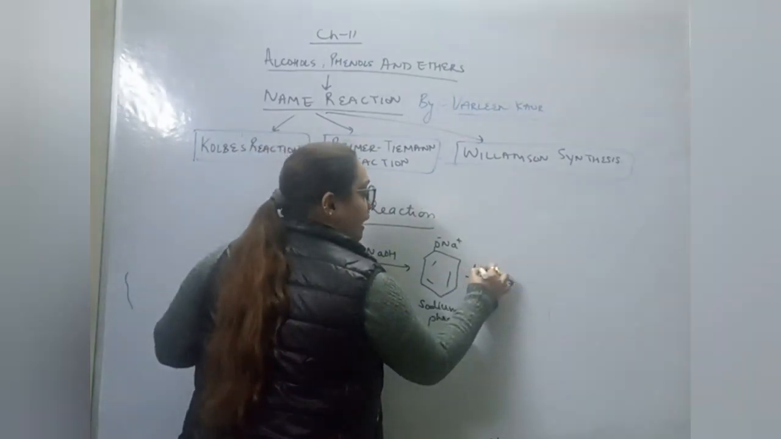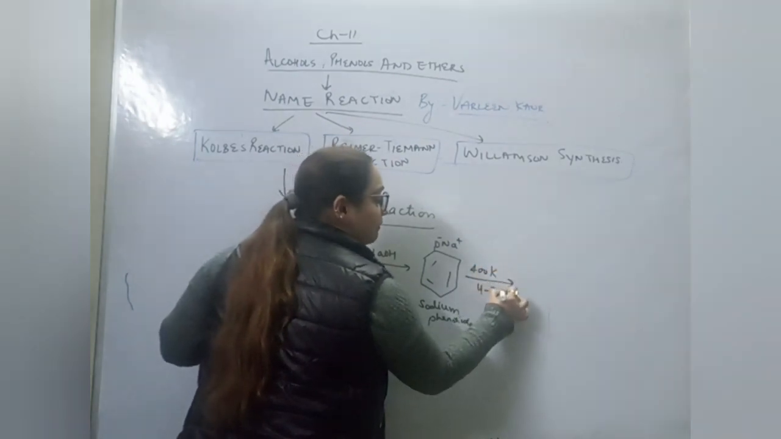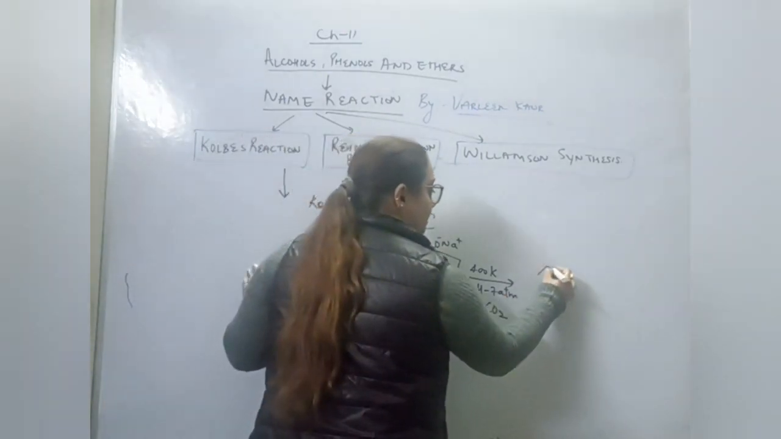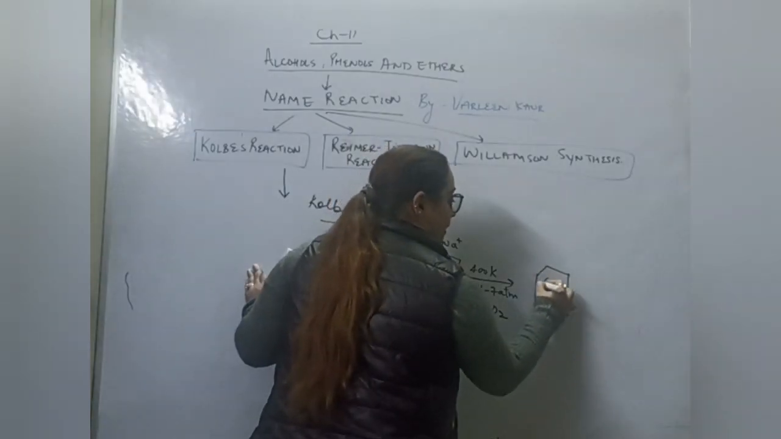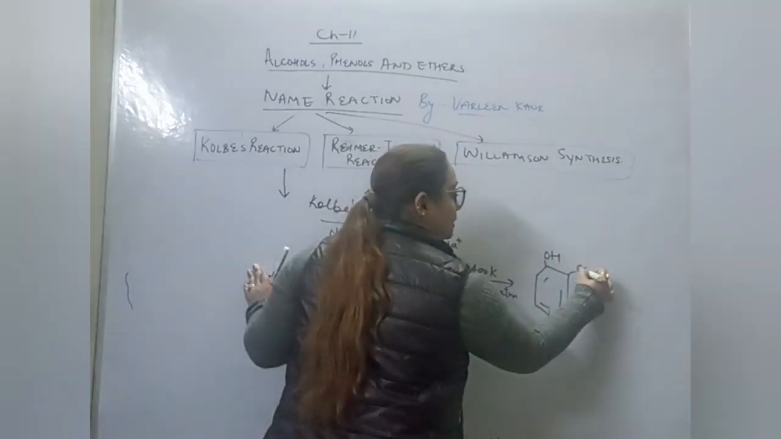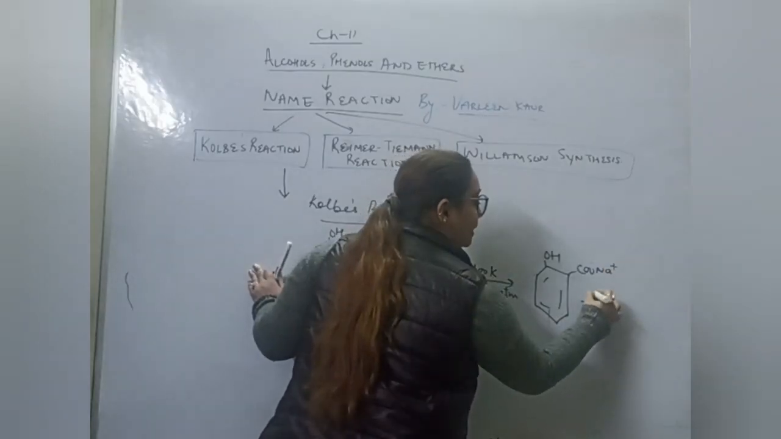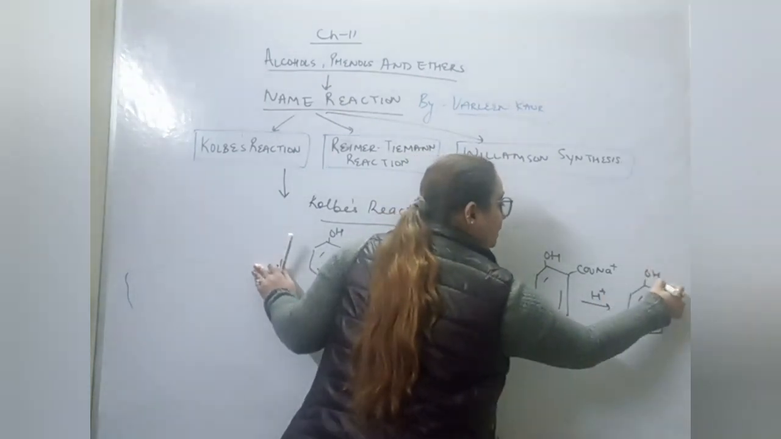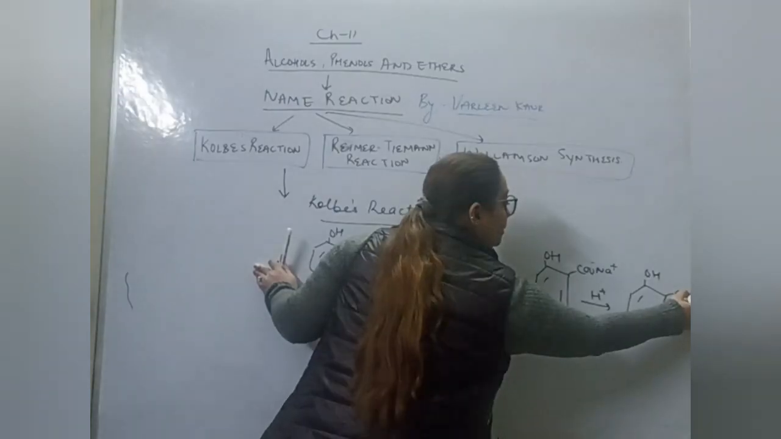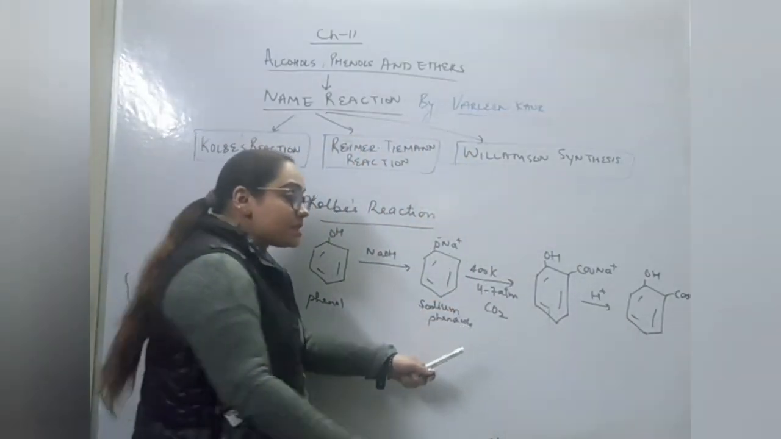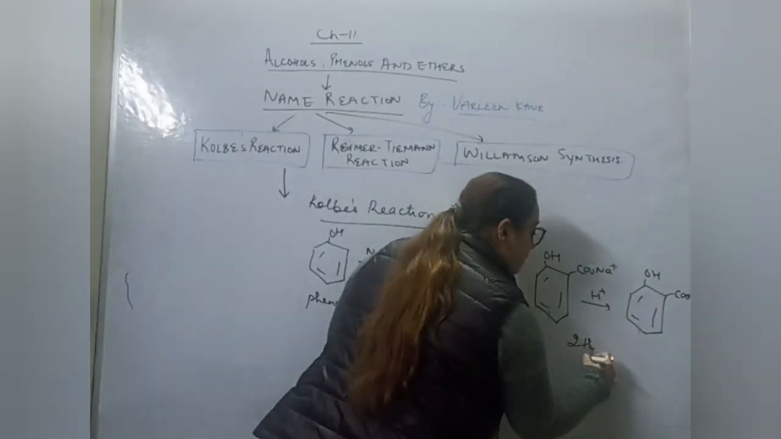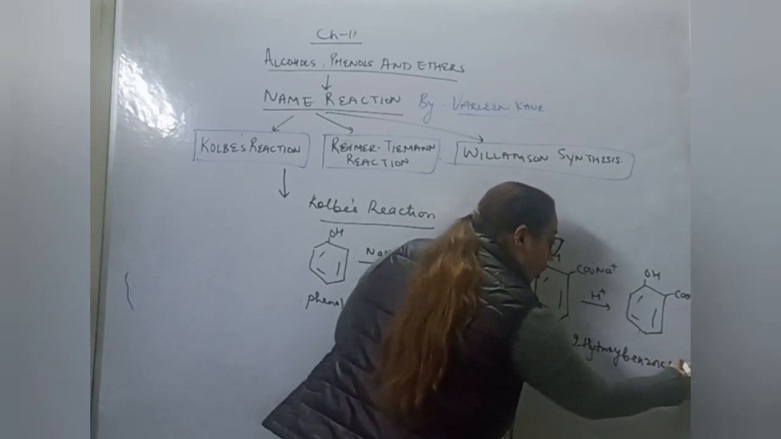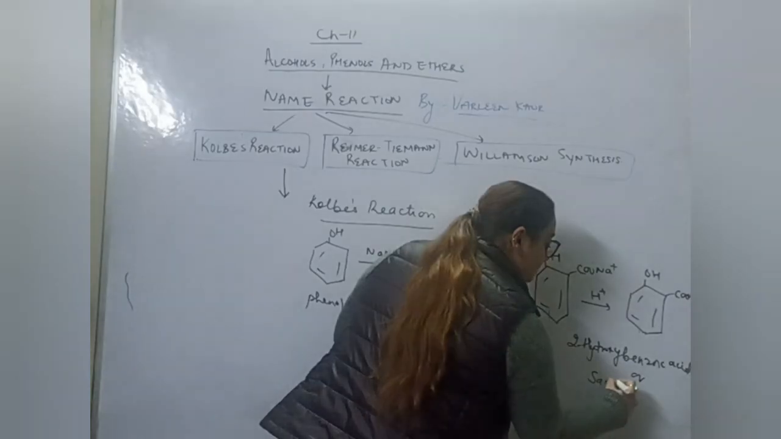And at 400 Kelvin and 4-7 atmosphere, when we treat it with carbon dioxide, it will give COO negative Na positive, and with the attack of H plus ion, it will give you OH, COOH. This is known as 2-hydroxybenzoic acid, or it is known as salicylic acid.